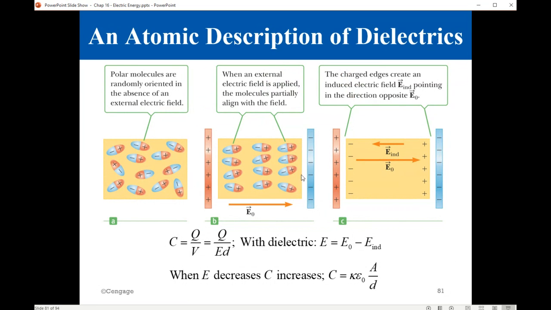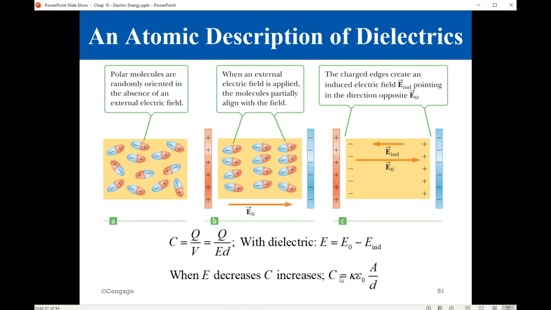This leads to producing a net induced field. When you add the field here, the field here, the field here, you will get a net induced field that is opposite to the original field. Therefore, as you can see here, the result of inserting a dielectric inside a capacitor is reducing the net electric field. The net field is equal to E naught minus E induced. When E decreases, C increases.